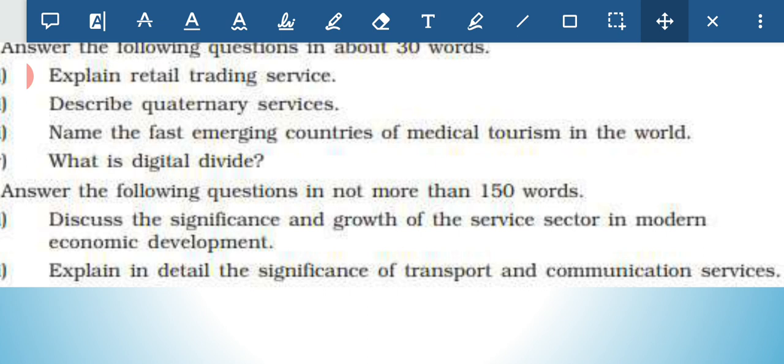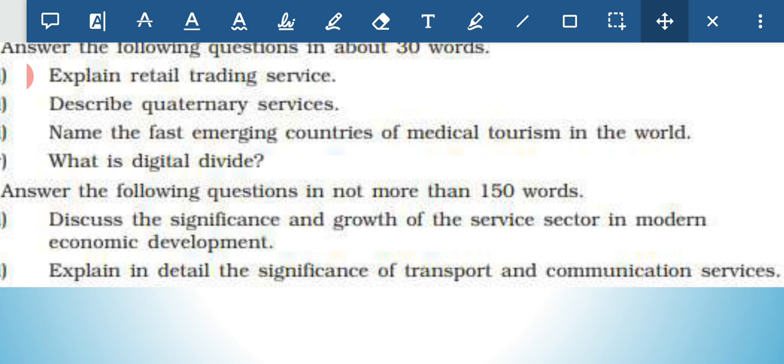Now, the significance of transport and communication services. First of all, what is the benefit of transport? It links the producer and the consumer, by which manufactured goods and various other property are physically carried from one place of origin to their place of destination. And transport is basically an organized industry to satisfy man's basic need of mobility.